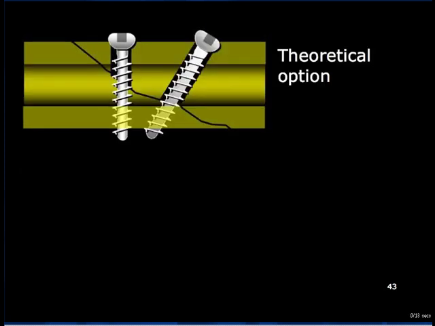These competing objectives can be managed in one of 2 ways. Firstly, 2 screws can be inserted, one perpendicular to the bone's long axis and the other perpendicular to the fracture plane.